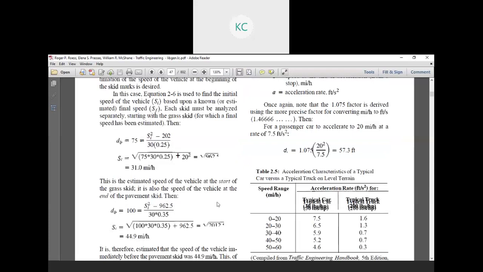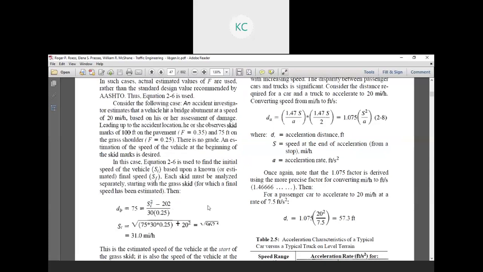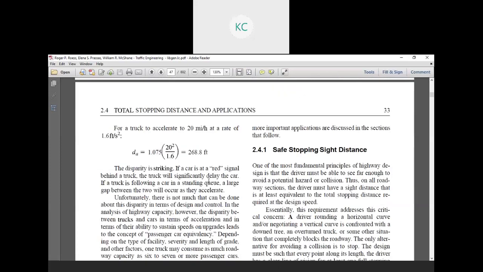But this is not the kind of equation which is used for examination purposes. So when an accident analysis is going to take place, this kind of braking distance or the skidding effect is taken into account.